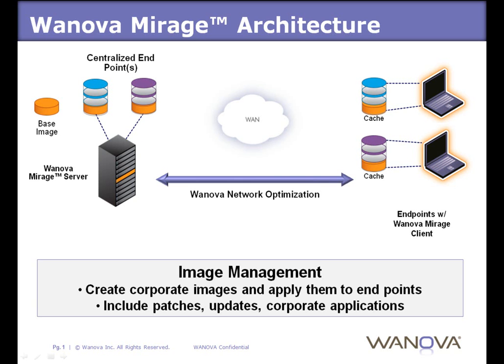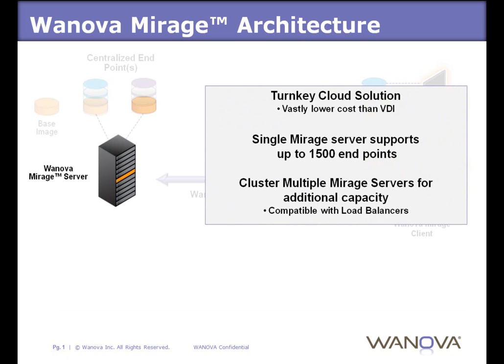In terms of the server itself, one Mirage server can support up to 1,500 endpoints. If you compare that to VDI, that same server in a VDI environment would probably only support up to about 20 or 40 endpoints. But because Mirage is leveraging the native computing power of the endpoints, the kind of server-side computing power that's necessary for VDI is completely unnecessary for a Mirage deployment, and that's how we get such high capacity out of just one server.